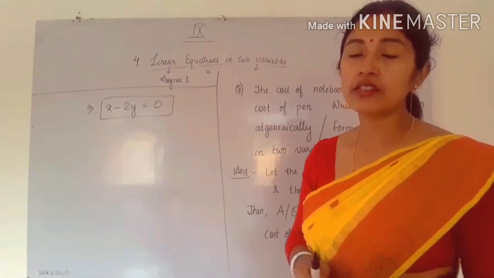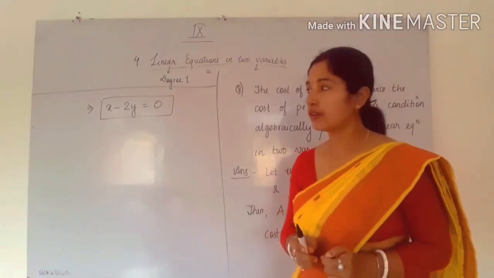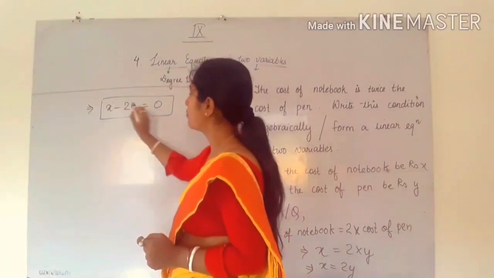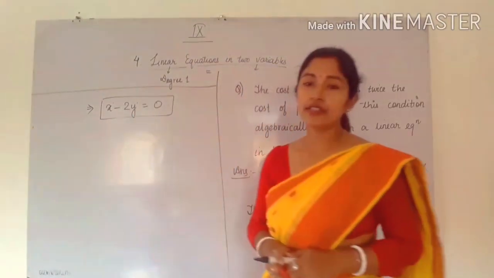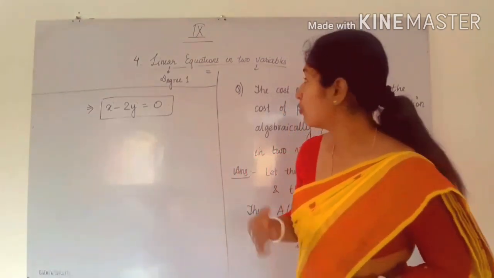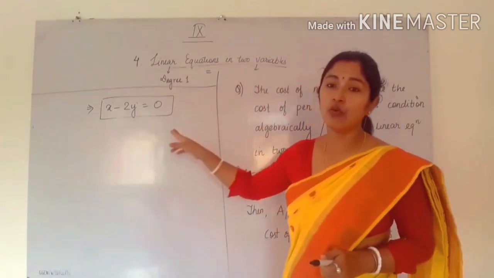So we have to see whether this is a linear equation in two variables or not. Linear means degree 1. As you can see, the power of x and y is what? 1. That means the highest power, or you can say the degree, of this equation is 1, and there are two variables that are x and y.